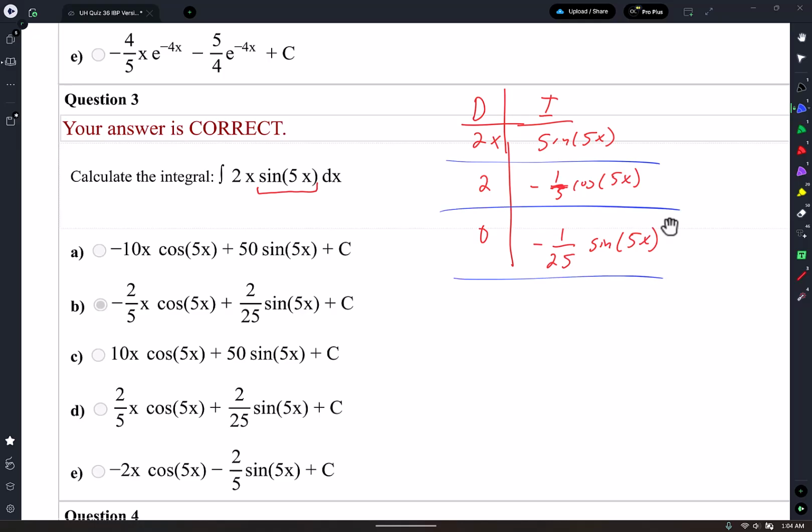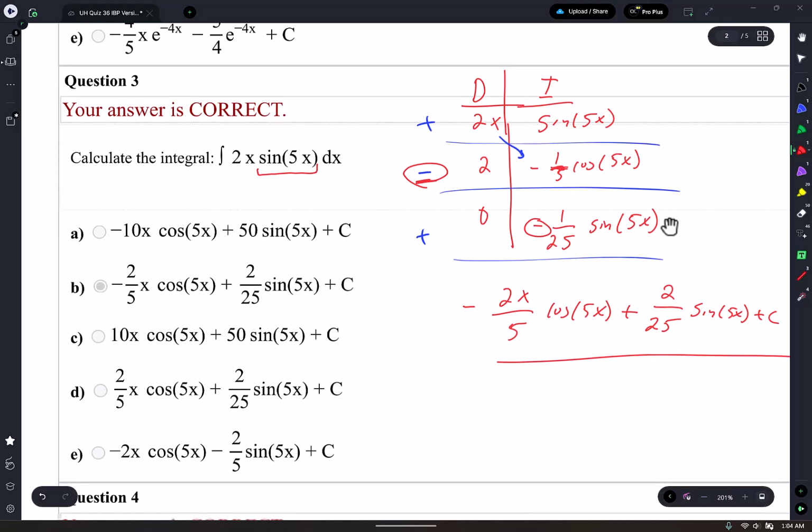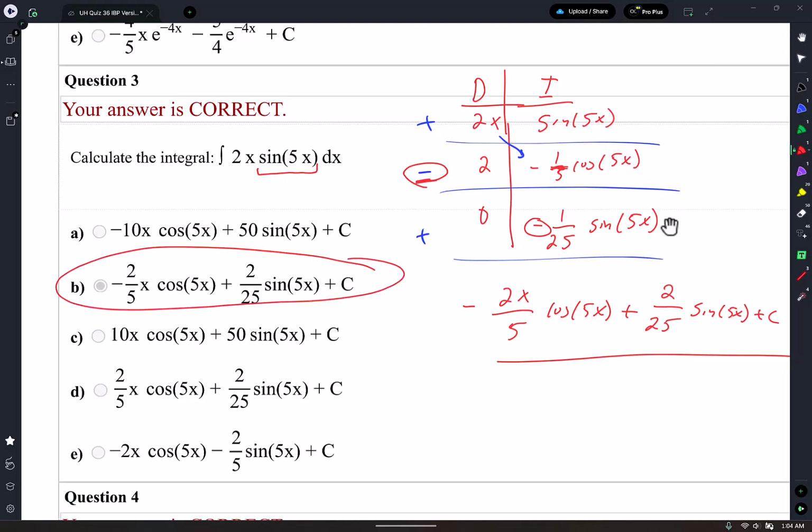So here it is. Plus, minus, plus. So I start with this one. So it's going to start with negative. So negative 2x over 5 cosine 5x. And then I'm going to write minus, but I have a negative here, times a negative is going to be a positive. So plus 2/25 sine 5x plus c. So there it is, and we look for that, and here it is. So far so good, guys. So far so good.